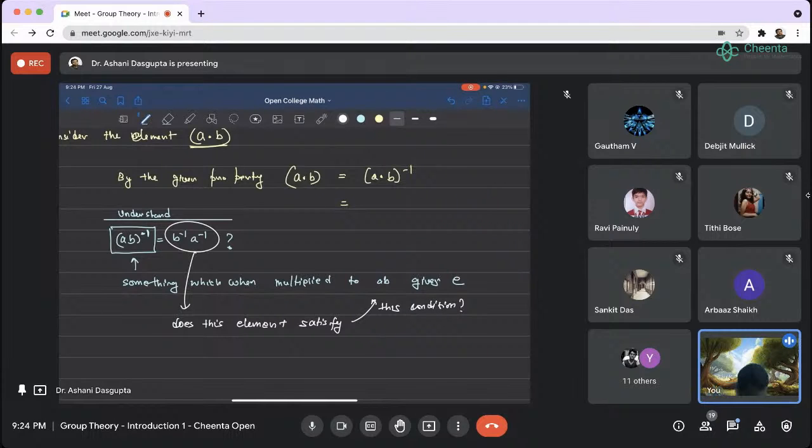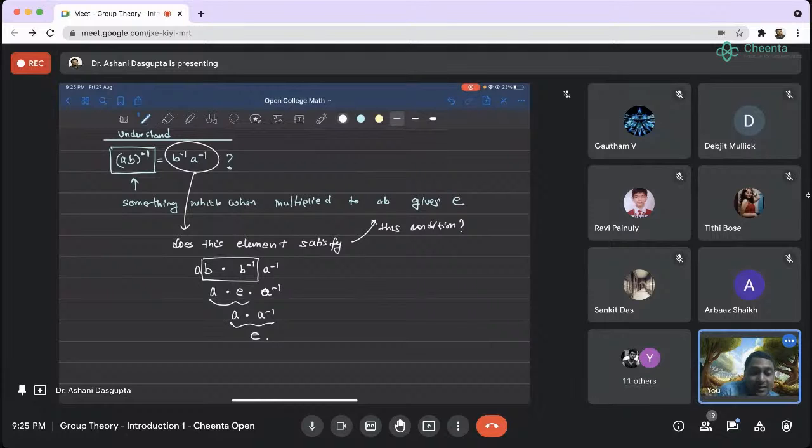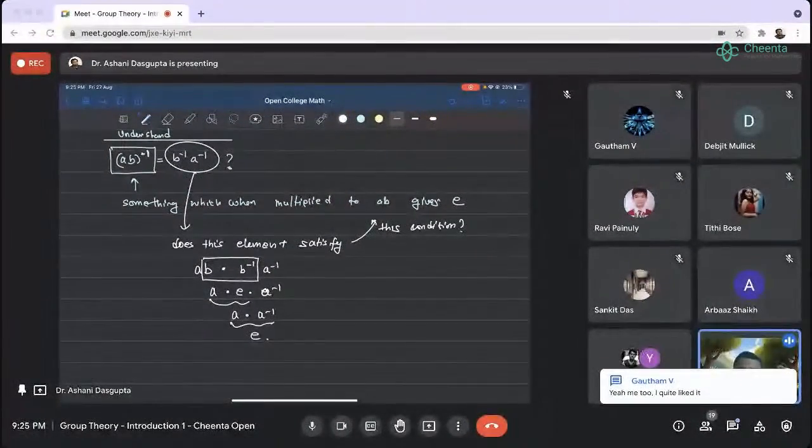That is what we have to check. That is, if I multiply AB with B inverse A inverse, will I get identity? Let's see. Of course I will, because B times B inverse is identity, A times identity is A, and A times A inverse is identity. So certainly, (AB) inverse is clearly B inverse A inverse. That's a very simple but powerful tool that we use all the time.